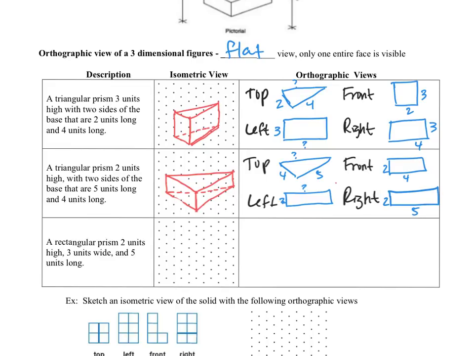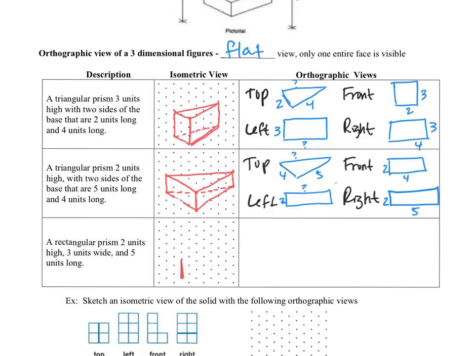Okay. How about this last example? This time we're going to draw a rectangular prism that's 2 units high, 3 units wide, and 5 units long. So I'm going to draw the height first. Let's see, I guess we could start right about here. I want to stay consistent with my color. Let's make it red. Okay, so here's our height.